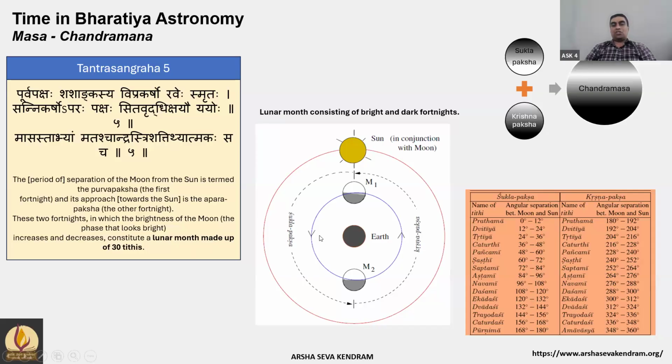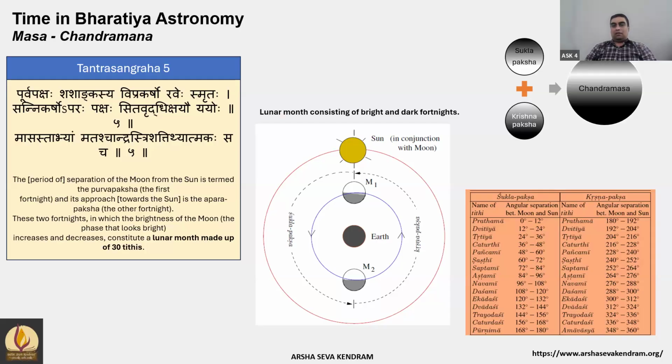So we have a month which consists of 2 fortnights. One fortnight in which the light on the moon increases from Amavasya to Paurnima, which is the Shukla Paksha, and conversely, where the light on the moon decreases from Paurnima to Amavasya, which is the Krishna Paksha. 15 tithis on each side, making it a total of 30 tithis. So a combination of the Shukla Paksha and the Krishna Paksha is one Chandra Masa.